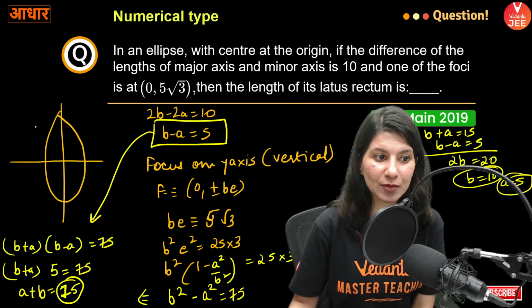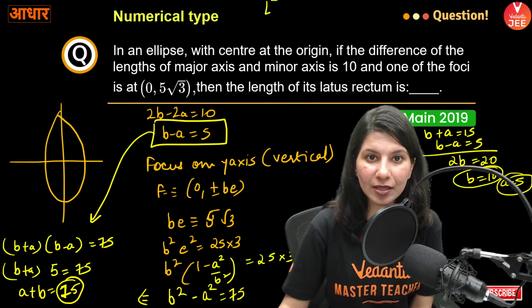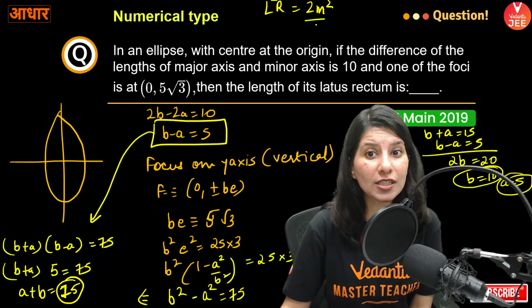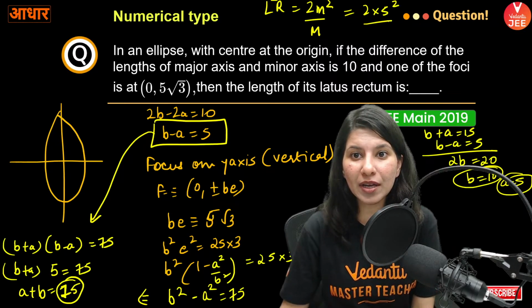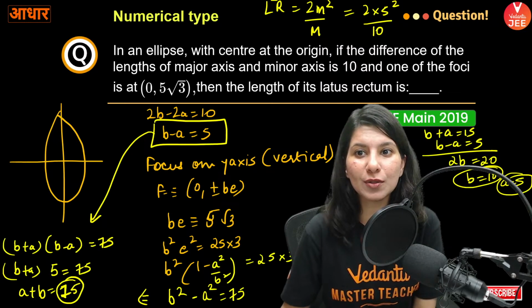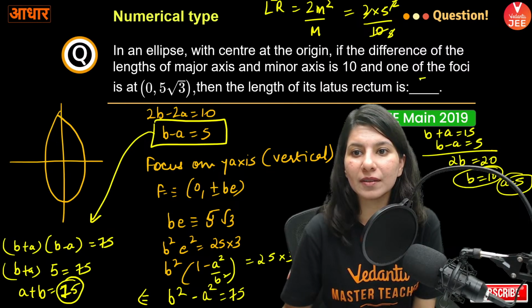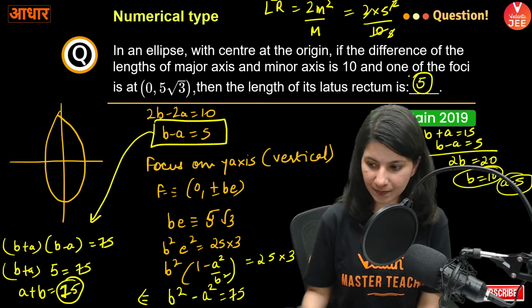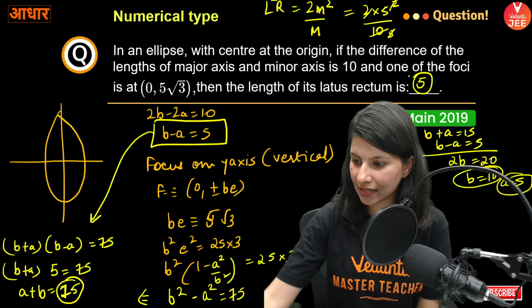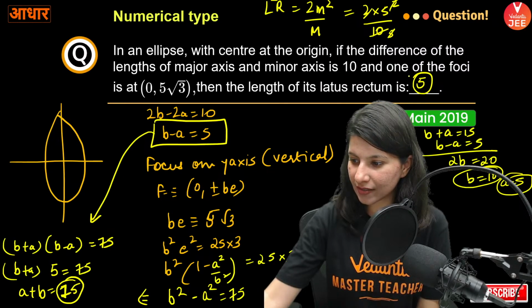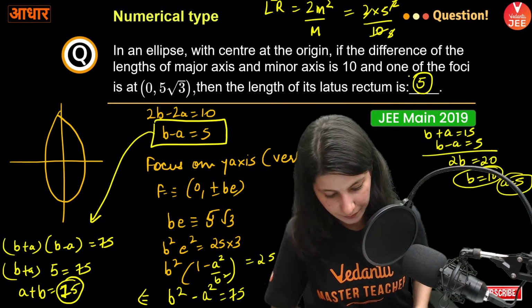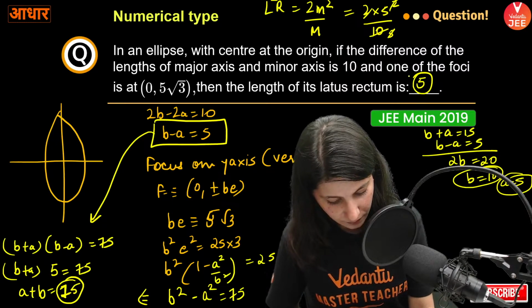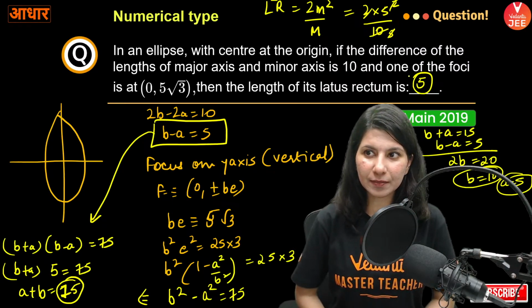Length of latus rectum. So in this case, length of latus rectum will be, just tell me, 2 small a square upon capital B. So 2 into 5 square upon 10. So this is going to give you 5. 5 is your latus rectum. Yes? Yes, yes. 5 is your latus rectum. Alright, clear? Perfect.